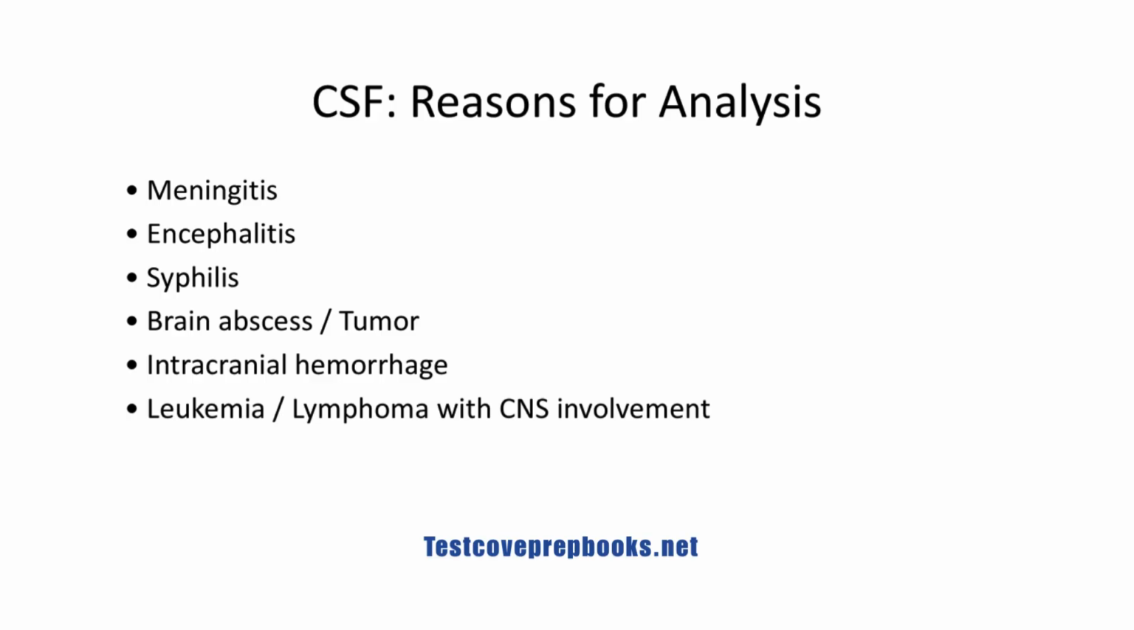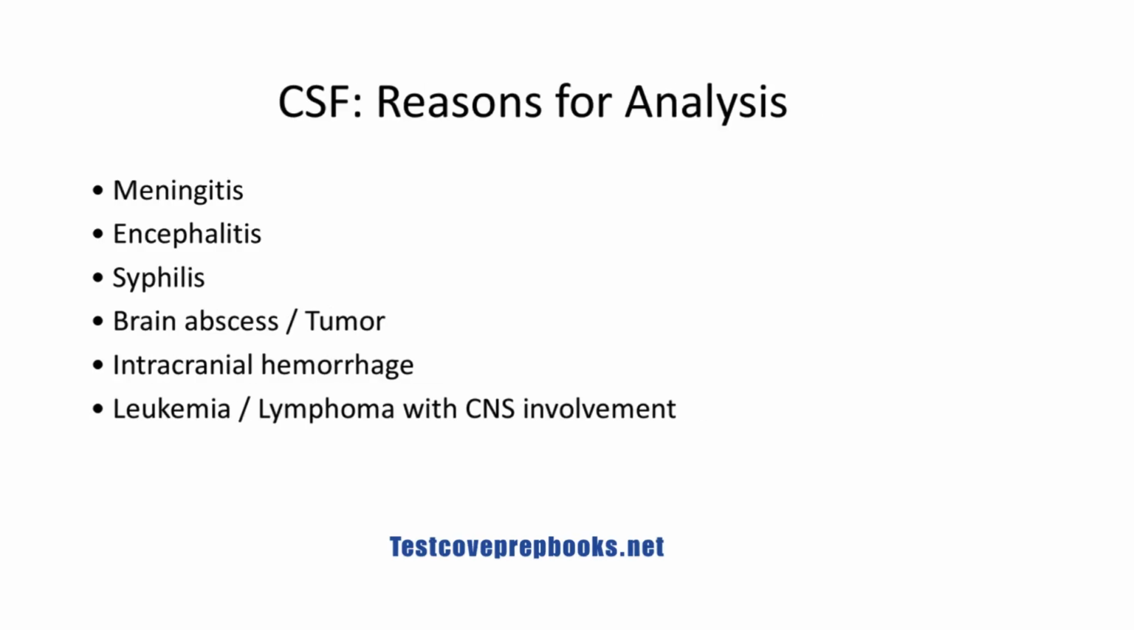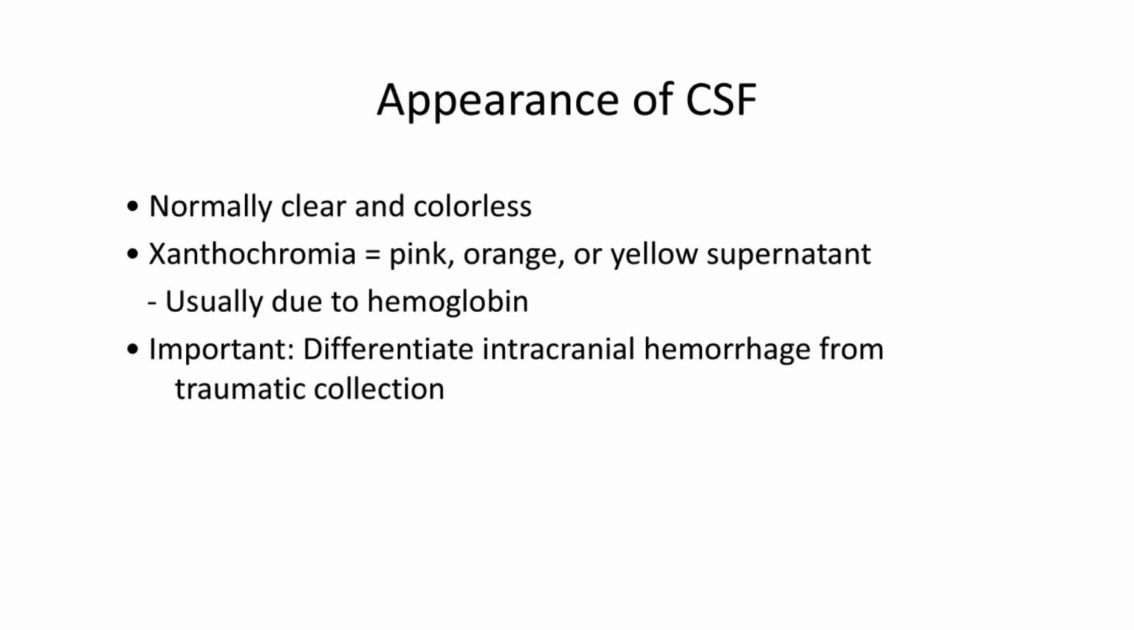Cerebrospinal fluid is analyzed for several conditions. These include meningitis, encephalitis, syphilis, brain abscess or tumor, intracranial hemorrhage, and central nervous system involvement in leukemia or lymphoma. Normal cerebrospinal fluid is clear and colorless. If the fluid shows xanthochromia, meaning a pink, orange, or yellow coloration of the supernatant, this is usually due to hemoglobin breakdown products. It is especially important to distinguish between an intracranial hemorrhage and a traumatic lumbar puncture.